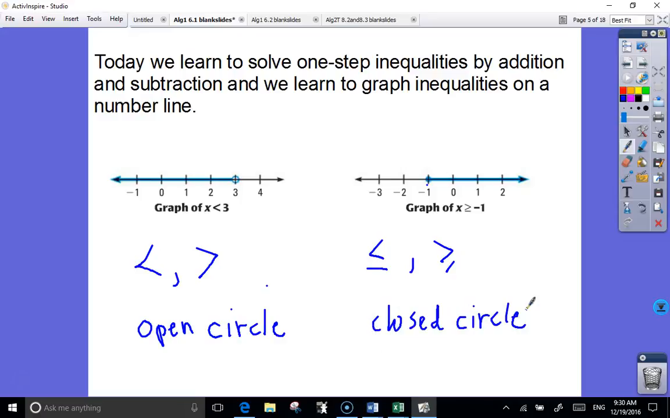Again, you could think the shading, it's saying x is greater than or equal to -1. The shading is greater than -1. Okay, is that to the left or to the right? Greater means to the right. So that's why it's shaded there.